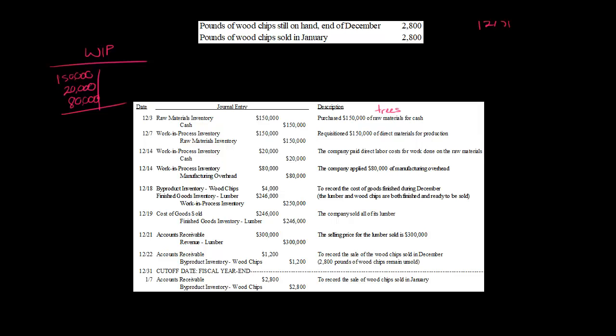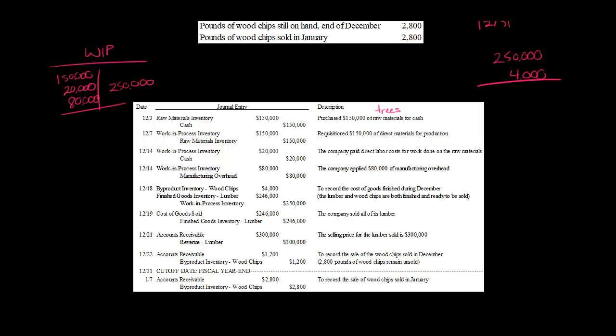Now, let's assume that all those goods are finished in December. It's no longer work in process, it's finished goods. So because we have $250,000 of work in process, we're going to credit work in process for $250,000. Now, you might think, well, we would debit finished goods inventory of lumber for $250,000, but we do not. We debit it, but for $246,000. Why that amount? Well, we take the $250,000 and we subtract the expected selling price of the byproduct, $4,000.